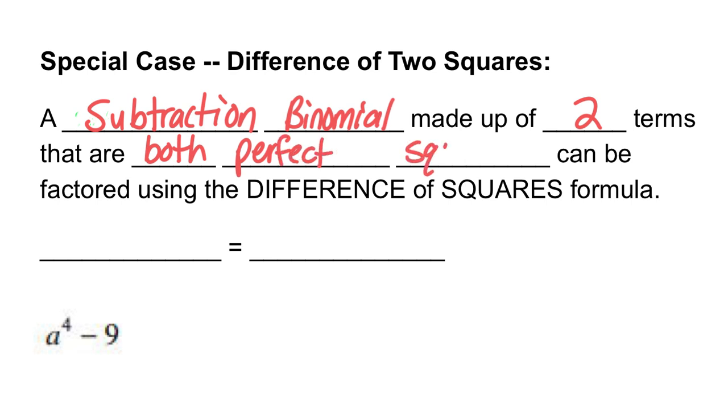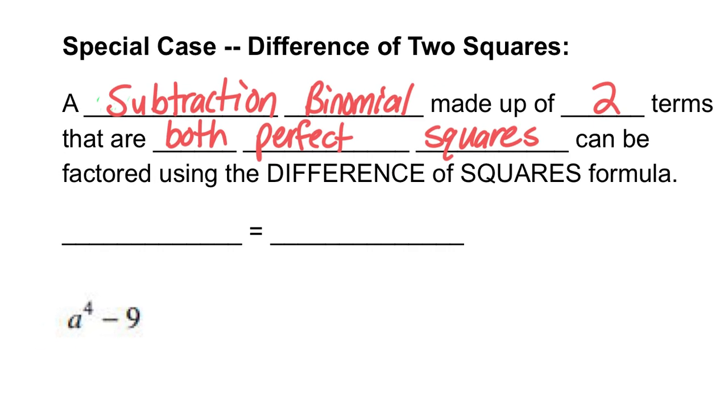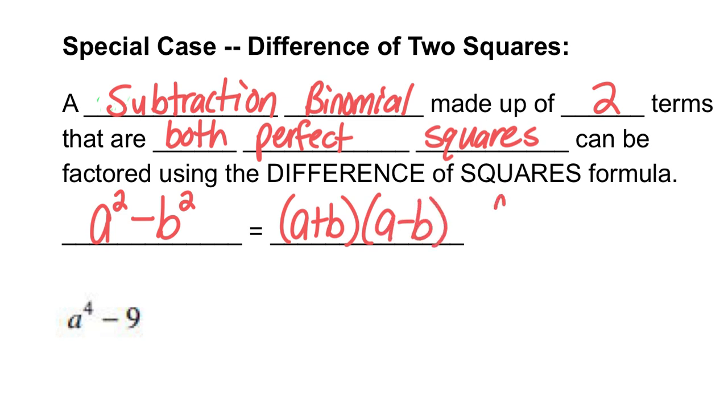So remember, a perfect square is a number whose square root is a whole number. Like 1 times 1 is 1, so that makes 1 a perfect square because its square root is 1. 2 times 2 is 4, that makes 4 a perfect square because its square root is 2. 3 times 3 is 9, that makes 9 a perfect square because its square root is 3. And so on. So if you recognize a subtraction binomial as being a difference of squares problem, you can factor it using this formula. The formula says that if a squared minus b squared is your problem, then that's the same thing as a plus b times a minus b, where a and b are both roots.